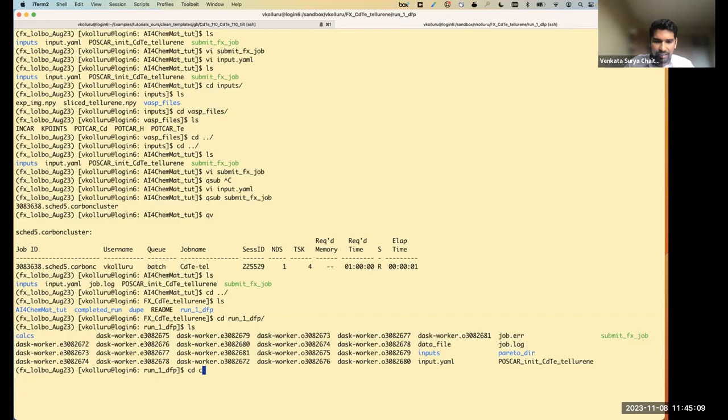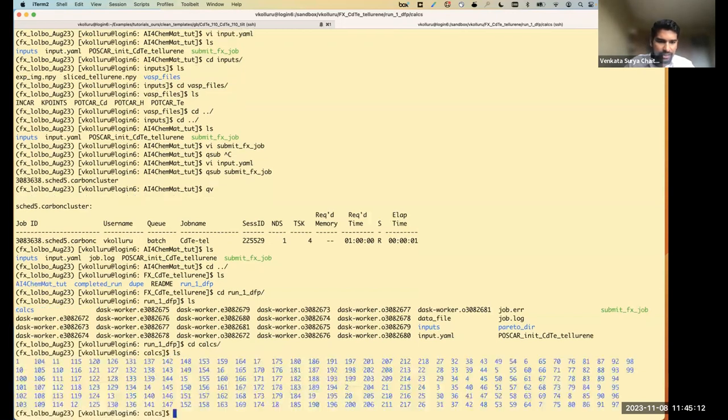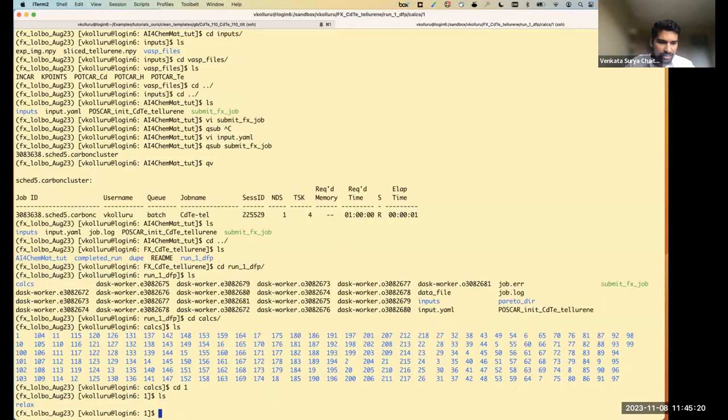So we can see in the calcs folder all the 200 calculations that ran, and in each calculation, you would have a relax folder, which is the structure relaxation. And in some other experimental simulations, we may have to do some other optimization, which will be done here.